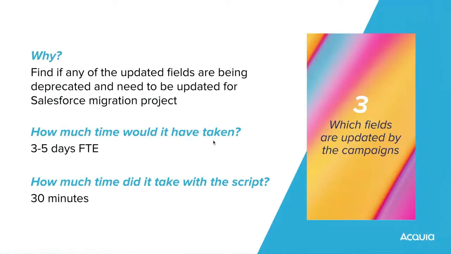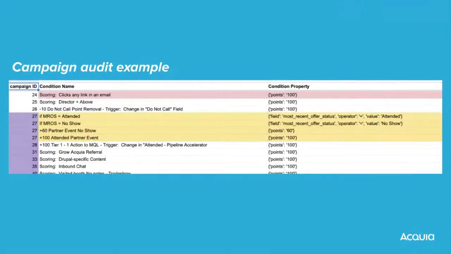And the third use case is to find out which fields are updated by our operational campaigns. We just took a look at the segments that make up operational campaigns, but now we are taking a look at which fields are updated by the operational campaign. So here is an example of the audit again: campaign ID, what was the condition name, and what's the condition property? For campaigns that have multiple conditions, we have multiple rows over here because the code looped through all of the conditions.